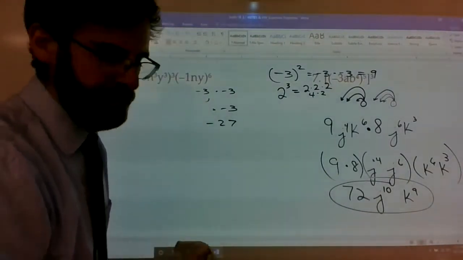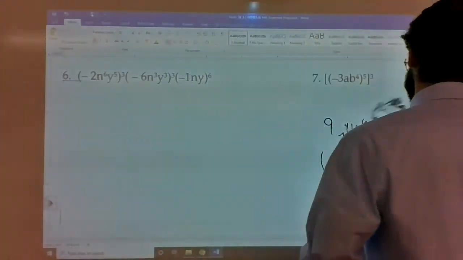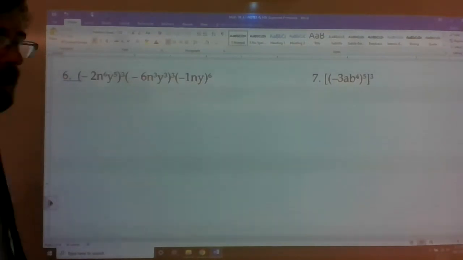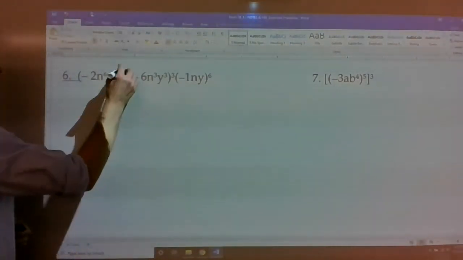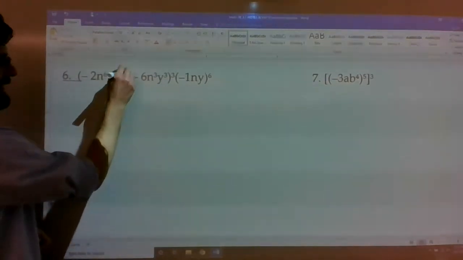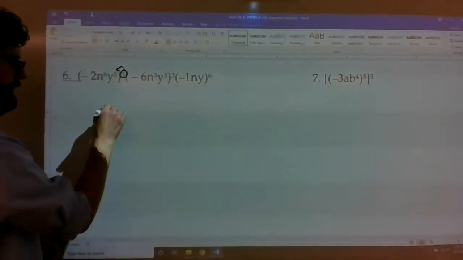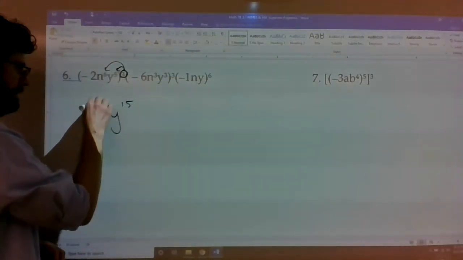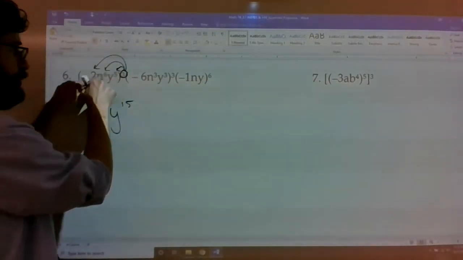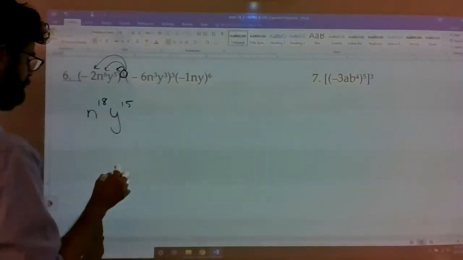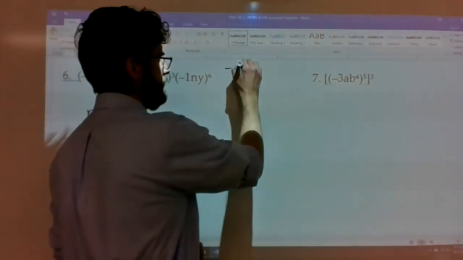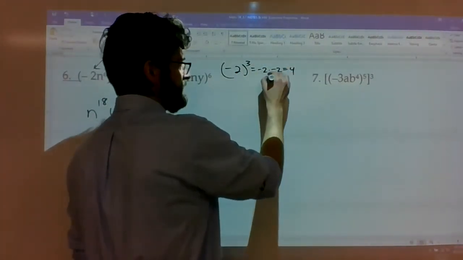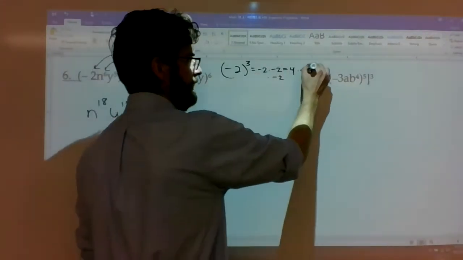Hit pause and try 6 on your own. All right, let's see if you got this. 3 goes to everybody inside here, so it's going to be y to the 5 times 3, n to the 6 times 3, and then negative 2 to the 3 power. Negative 2 to the 3 power is going to be negative 2 times negative 2, which is 4, times negative 2, negative 8.